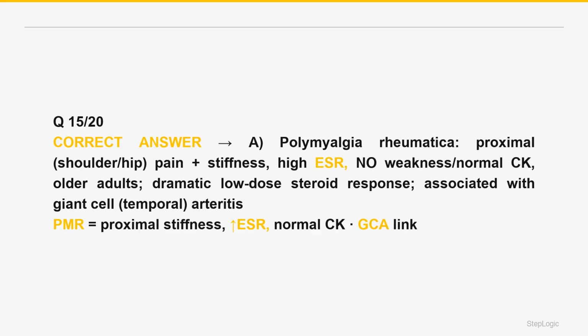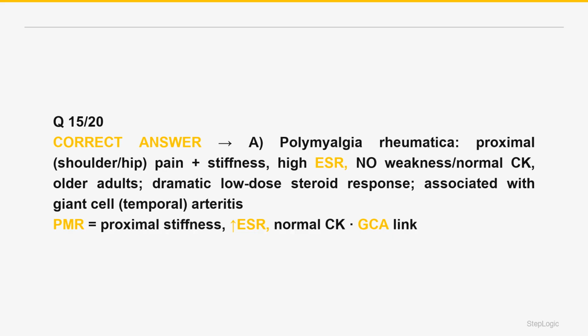Two features clinch it. First, a dramatic, rapid response to low-dose corticosteroids, prednisone, is characteristic and almost diagnostic. Second, the high-yield association: PMR is strongly linked to giant cell arteritis, temporal arteritis. Up to half of giant cell arteritis patients have PMR, and a significant minority of PMR patients develop giant cell arteritis. So always ask about new headache, scalp tenderness, jaw claudication, and visual symptoms. Giant cell arteritis can cause irreversible blindness and needs high-dose steroids urgently.